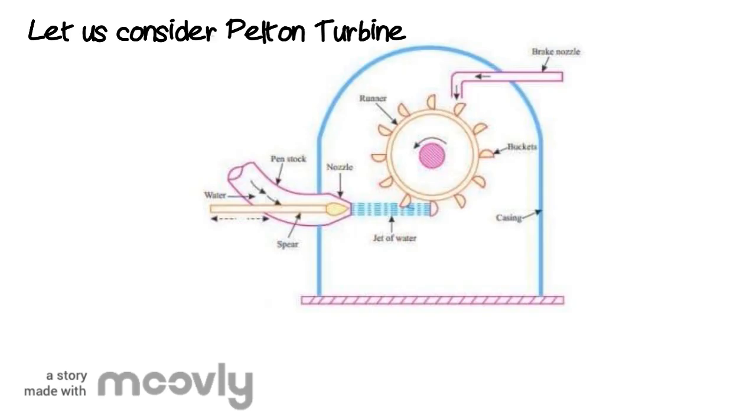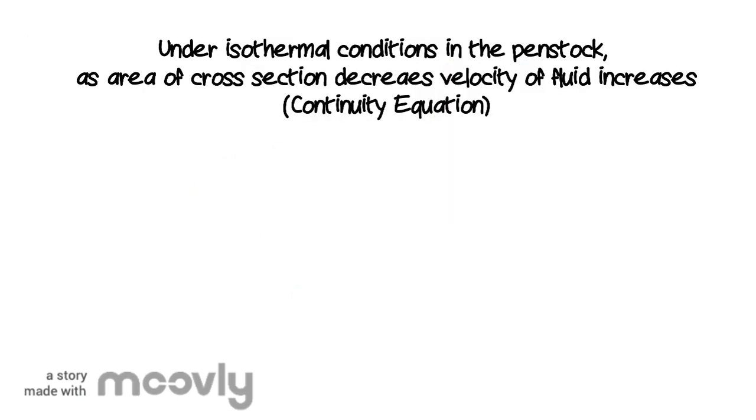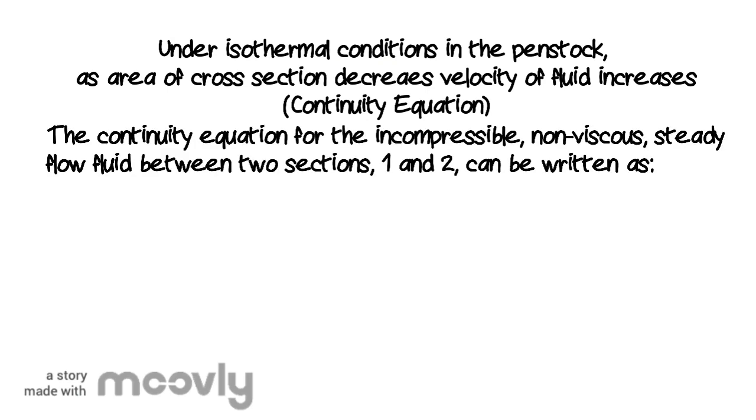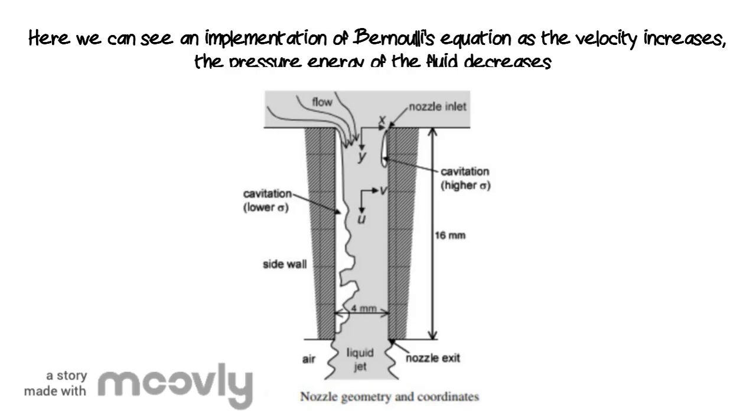Pelton turbine is an application of jet streams. It has a fixed nozzle called a penstock which increases velocity of the jet stream. In the penstock area under isothermal conditions, the velocity of the fluid increases as the area of the cross-section decreases. We can describe this relationship using the continuity equation. The continuity equation for the incompressible, non-viscous, and steady-state fluid between two sections becomes the following. But since it's incompressible, the densities in the two sections are equal, which leaves us with the following. The following figure shows a penstock in more detail.